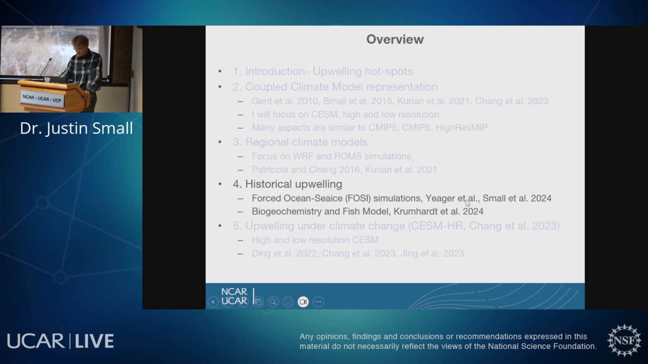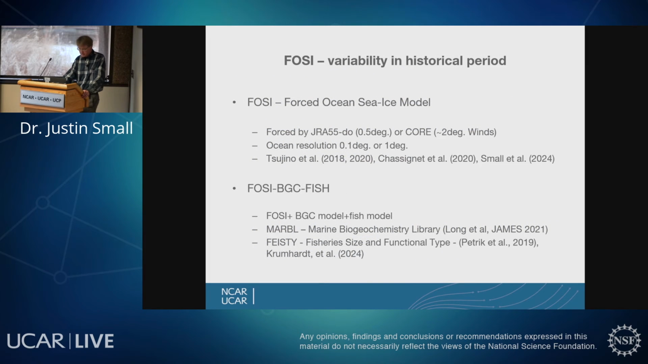Steve Yeager led a lot of this work, and we're trying to get this published in the Journal of Climate. I'll also discuss an even more exciting aspect: a biogeochemistry model and a fish model, which have been combined with the ocean sea ice model. So a bit more detail. The ocean sea ice model is forced by a JRA-55 product, which was developed by Hiroaki Tsujino for forcing an ocean model.